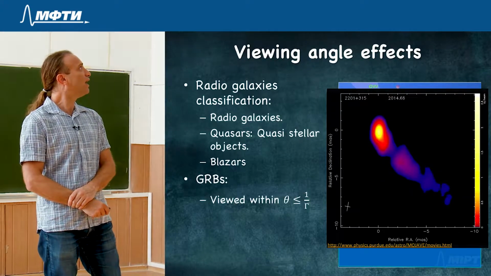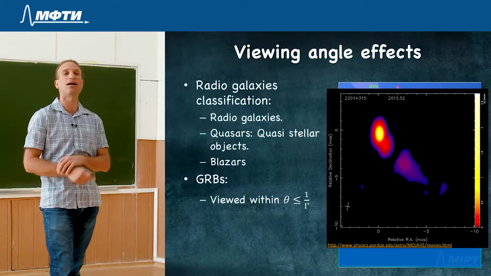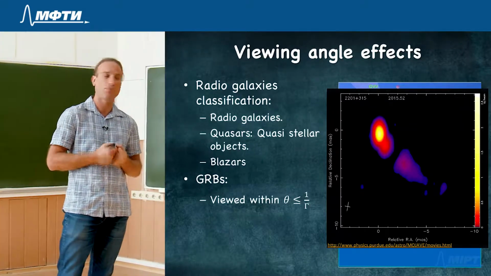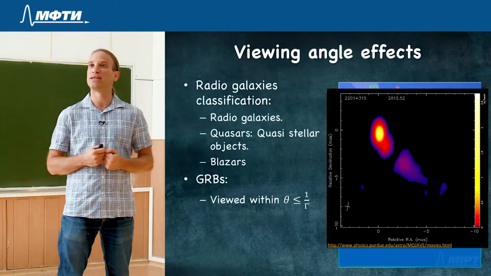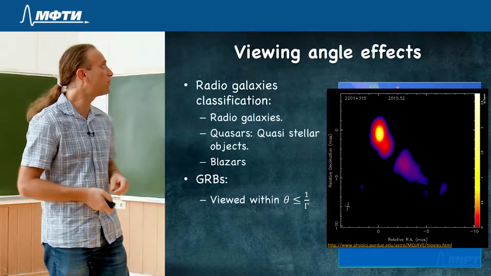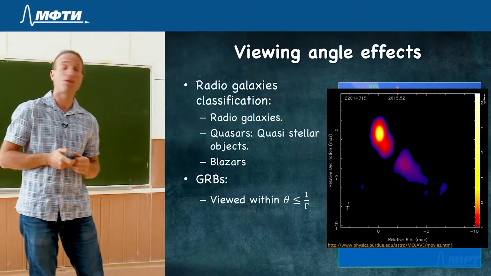Before that, this was about radio galaxies. GRBs are jets that are coming from stellar-sized objects, not from the galactic center. And GRBs are kind of like blazars. We're basically looking at them very close to the axis. Okay? So that's why what we see is this point, this blip.